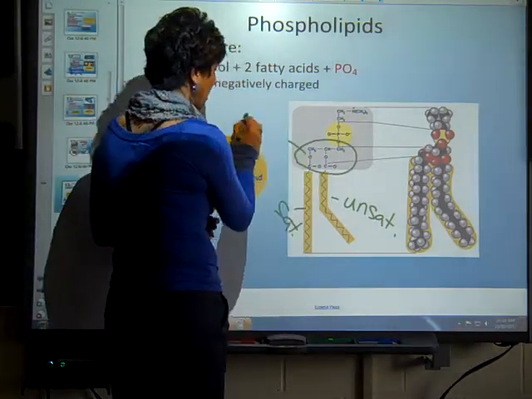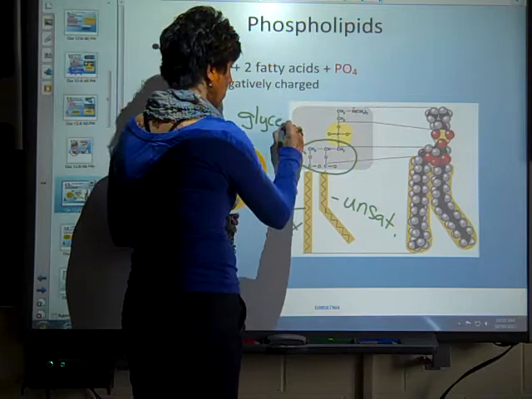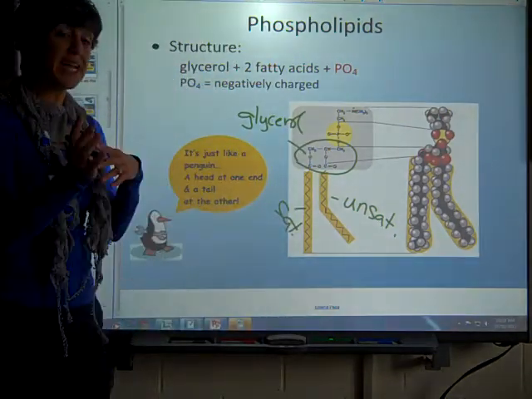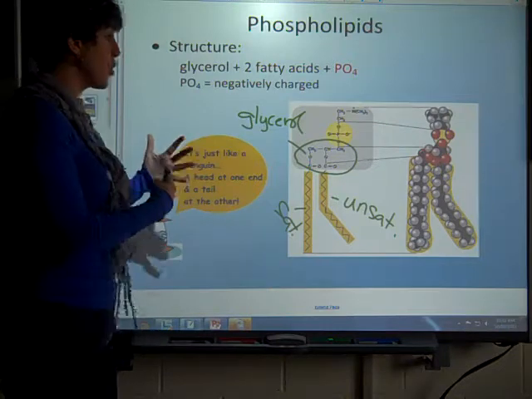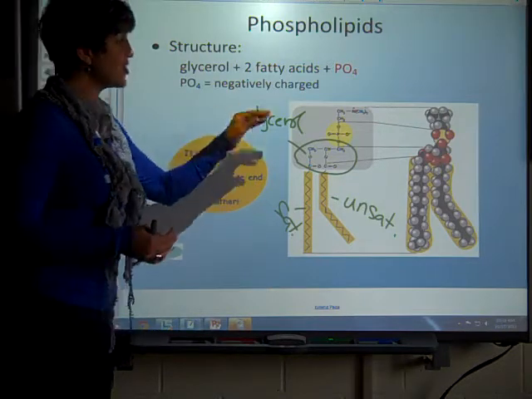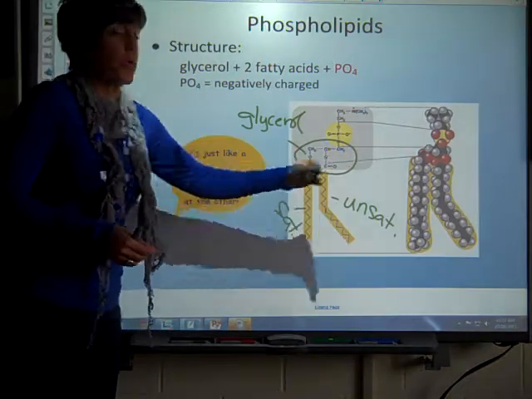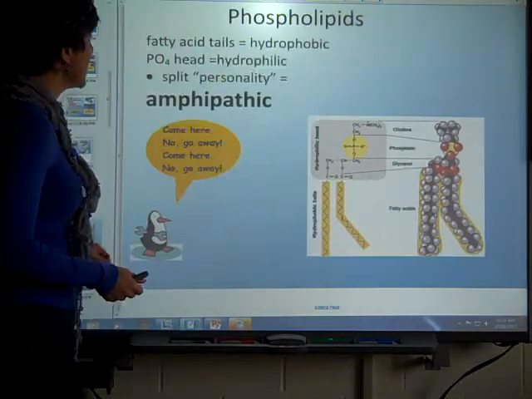This part right here was my glycerol. I am going to be giving you diagrams in class so that you can go through and identify things and really notice structures, and not just what they are, but because of their structure, what will they be able to do in your body.